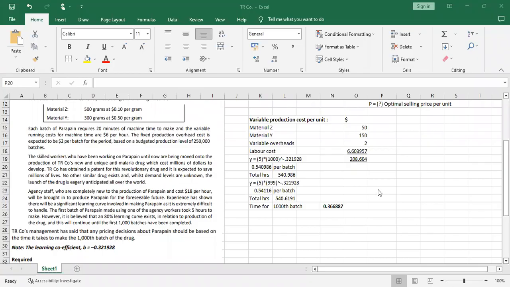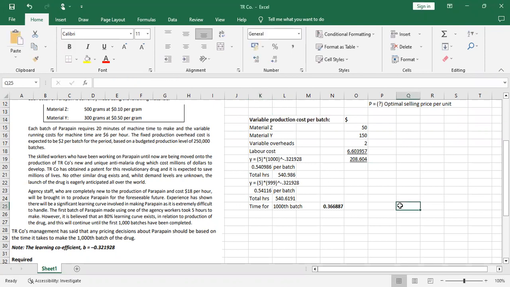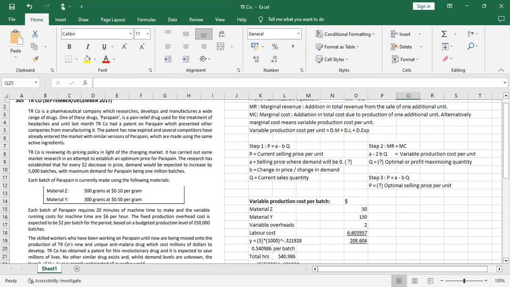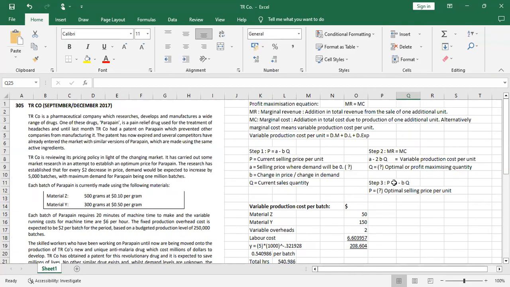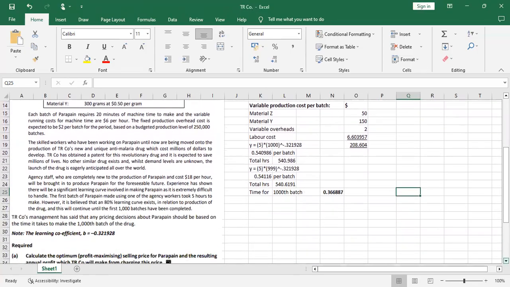We have calculated variable production cost per batch up till here. I would like to correct this one. It is variable production cost per batch. So now we will calculate our optimal selling price, which is P, and as well as we will calculate optimal sales quantity, which is Q, by using these formulas or these steps. Step number one is P is equal to A minus BQ.